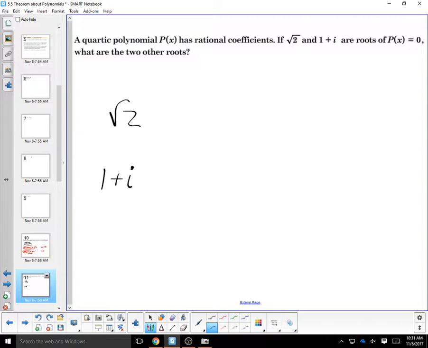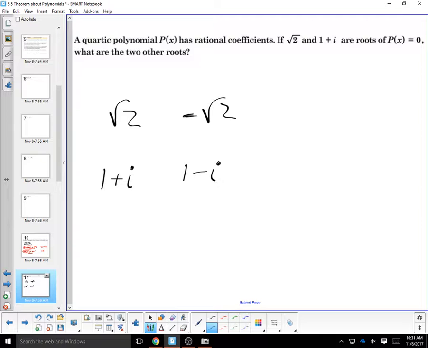Negative square root of 2 and 1 minus i. That's not big enough, but does that make sense? And there's all four roots. So they gave you two, they really gave you all of them, right? Okay, cool. Questions on this slide?